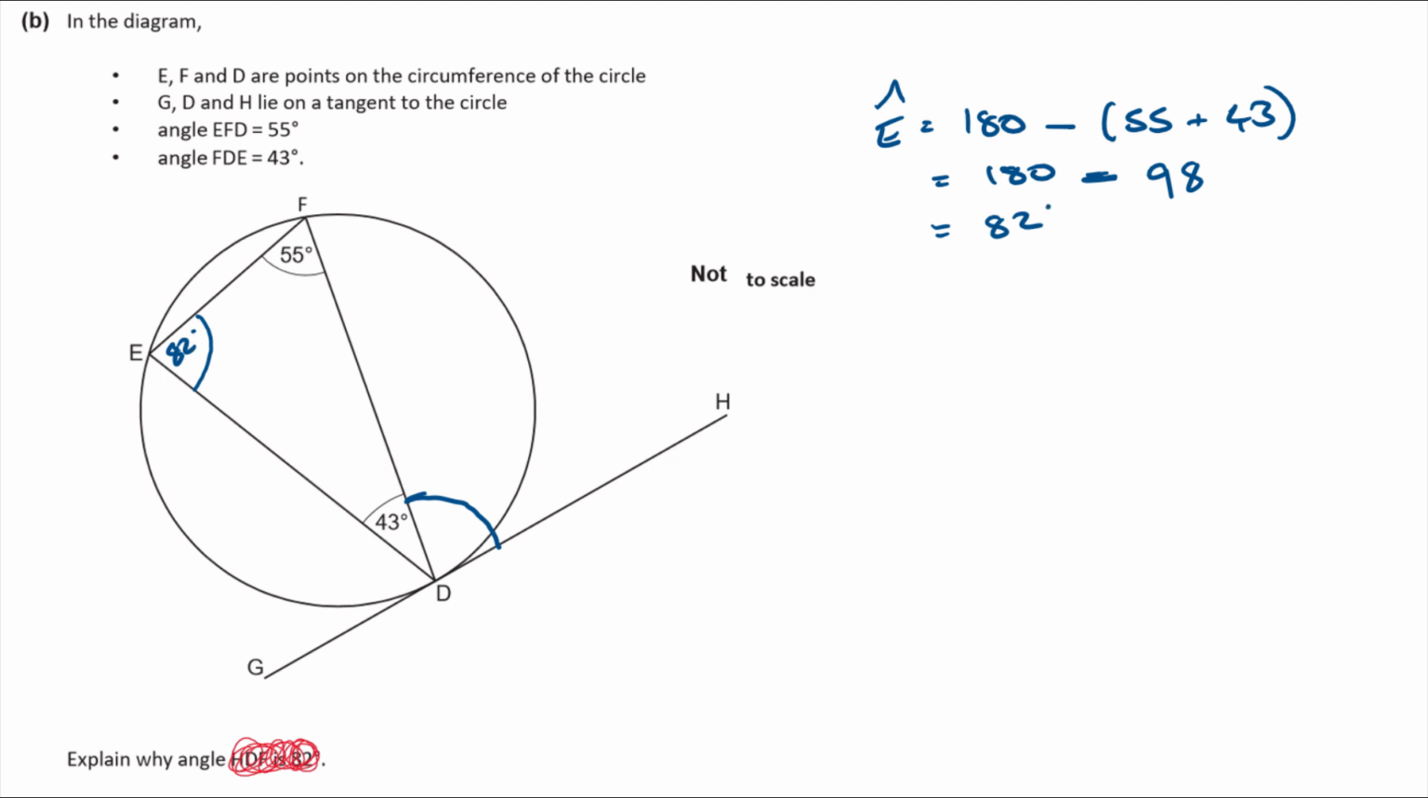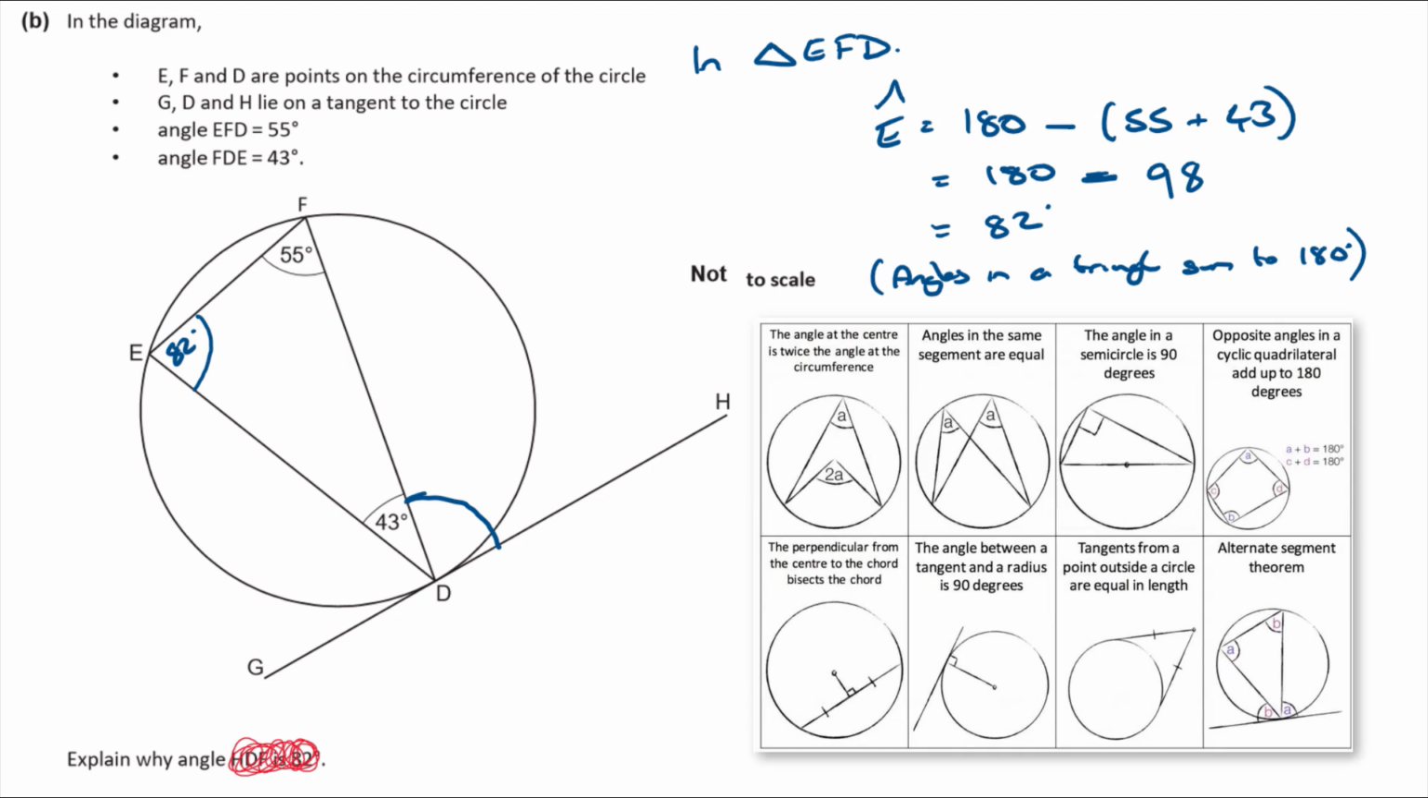Okay, and the rule we're using, I'm going to put underneath, next to each thing that I do, we're using angles in a triangle sum to 180 degrees. I might just be a little bit clearer and say in triangle EFD to start with. Okay, so in triangle EFD, then E must be 82 because the angles in a triangle sum to 180 degrees.